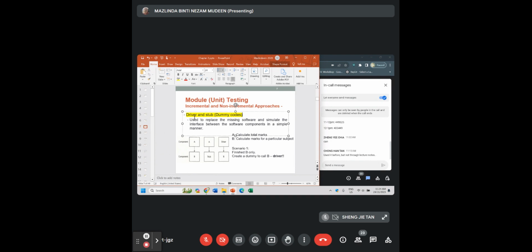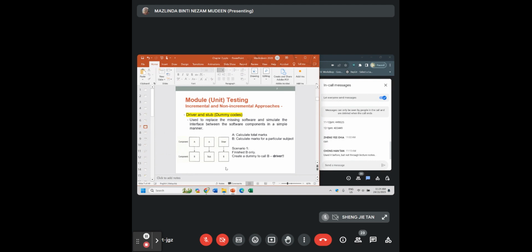Driver and stub are used to replace the missing software and simulate the interface between the software components in a simple manner. So we need them for testing purposes in case there is any missing software code. If not, we will not need them.